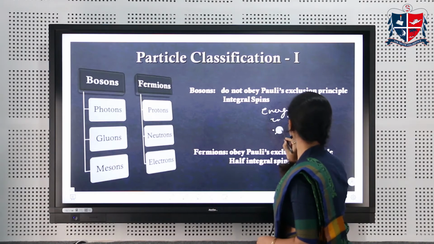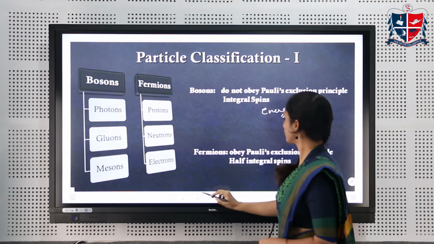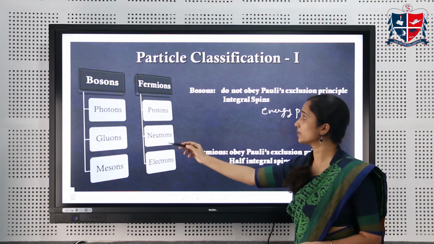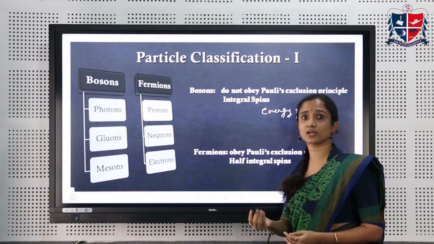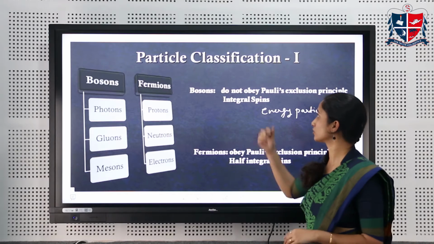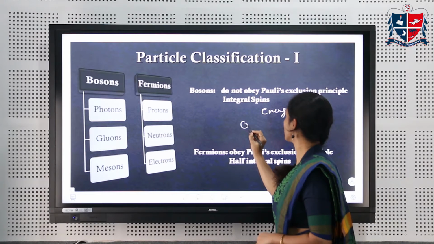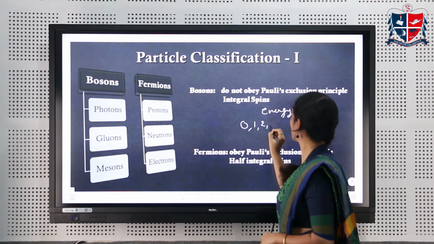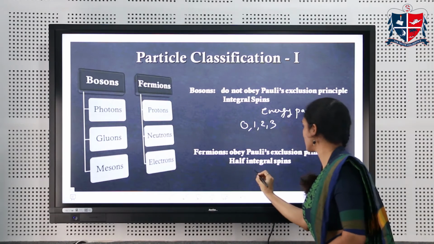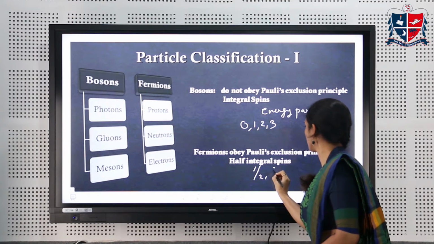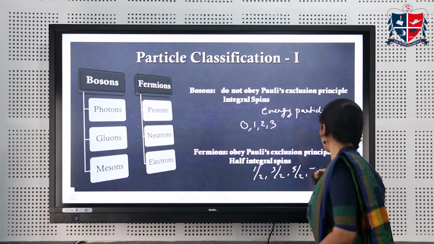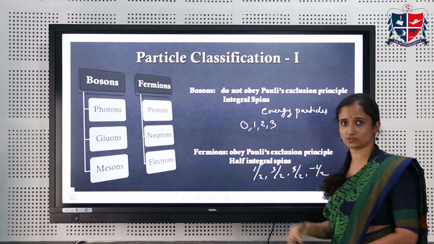Whereas fermions are matter particles. Examples of fermions are protons, neutrons, and electrons, and they constitute the matter in our universe. So the spin of the bosons will be either 0, 1, 2, 3, any integral number, whereas for fermions, the possible spins are half, 3 by 2, 5 by 2, or minus half, etc.